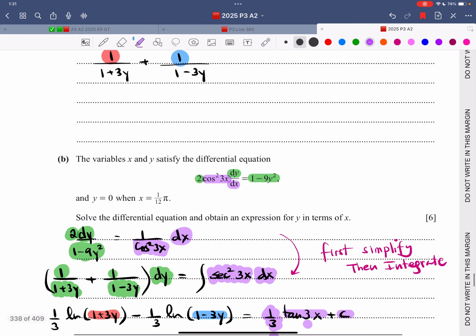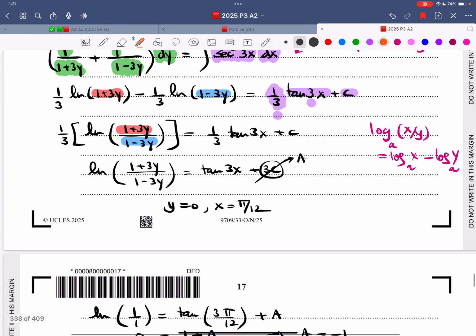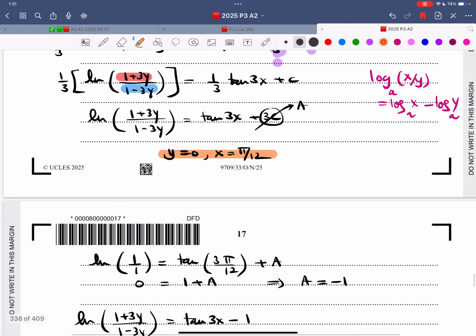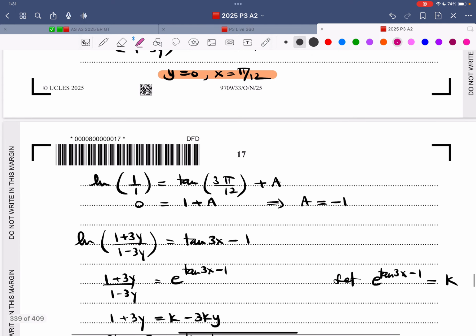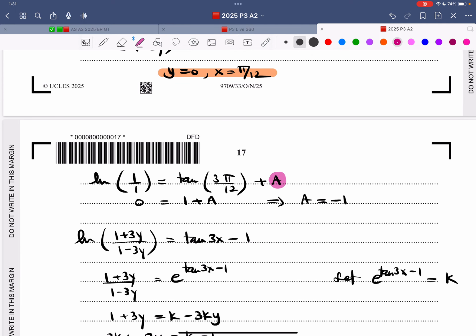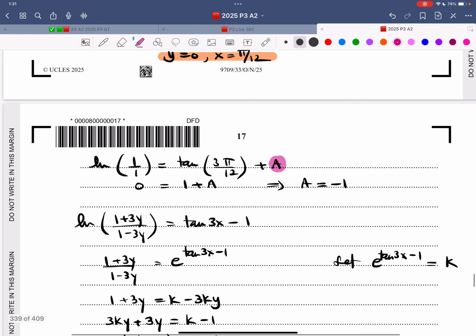Now the condition is x is pi by 12 when y is 0. X is pi by 12 when y is 0. So I simplified it as much as possible. I did one other thing. That is this 1/3 over here, 1/3 over here. I multiplied by 3. This 3c, I wrote it as a, and that a is over here, and then I plugged in the value.